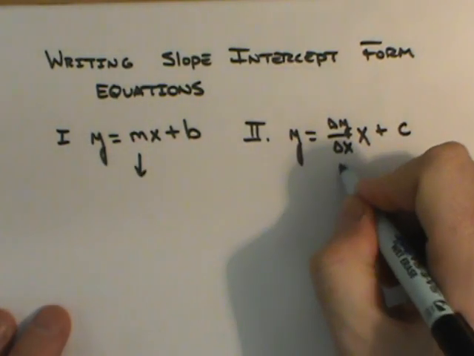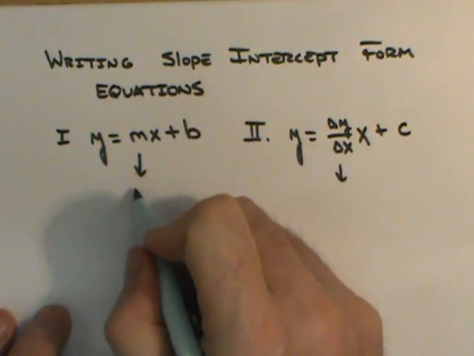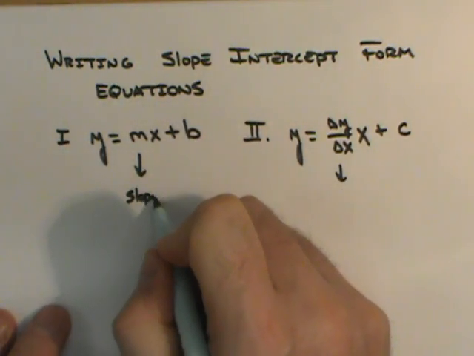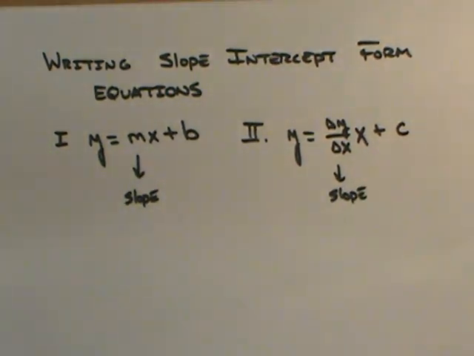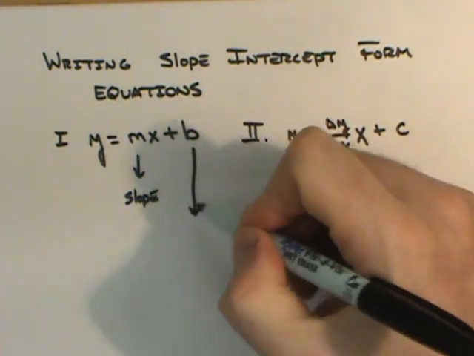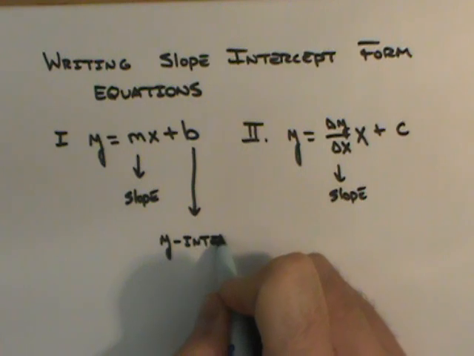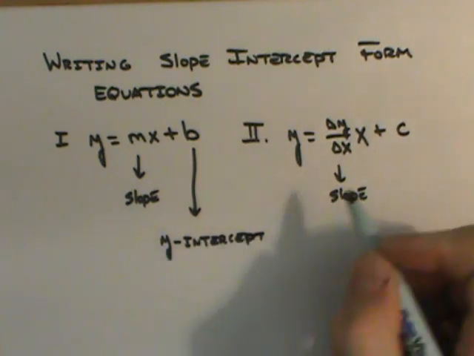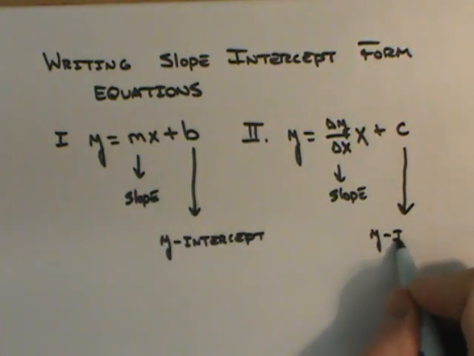First, you're going to work with the slope. That's why they call it slope-intercept. So you have your slope here. You have your slope here. These are alternate forms, so they're all going to say the same thing. And then the b is known as the y-intercept. Little c over here is going to be the same thing, y-intercept.